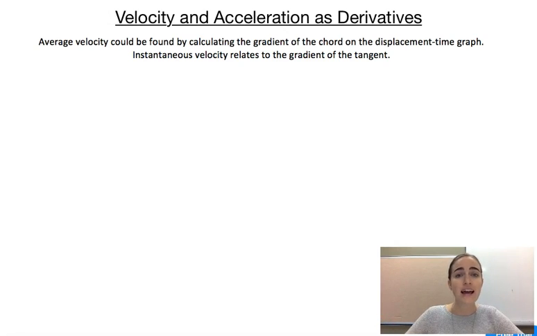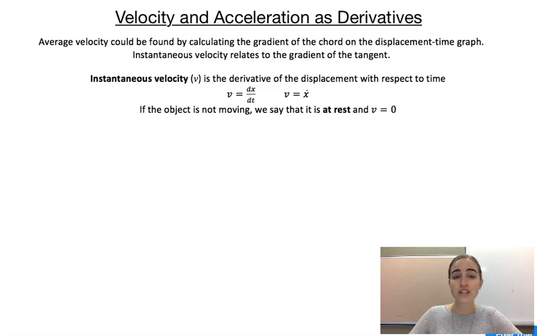So to find the instantaneous velocity, instead of looking at the gradient of a chord, we're now going to start looking at the gradient of the tangent at that point. So we know that to find the gradient of the tangent of a curve, we can find the derivative of that curve at the point. So the instantaneous velocity is the derivative of the displacement with respect to time. So if our displacement is x, then our velocity v, we can differentiate x with respect to t. So this is one notation for the velocity. The other is this here. So the velocity is the derivative of x, which we can write as x with a dot above it.